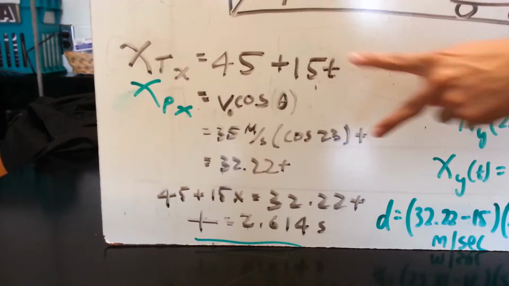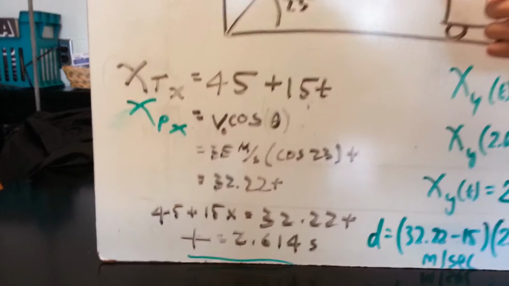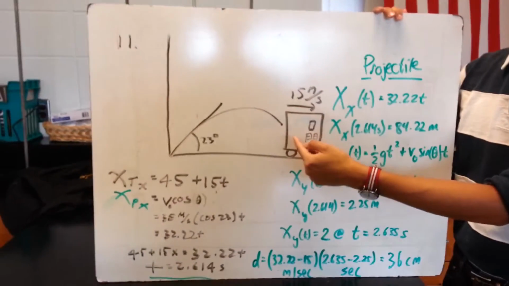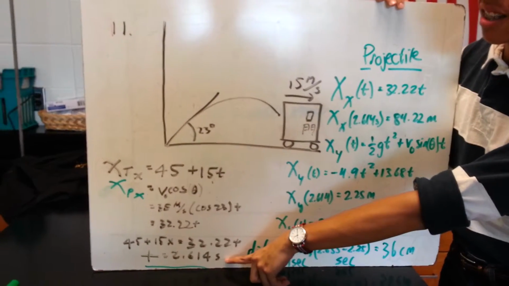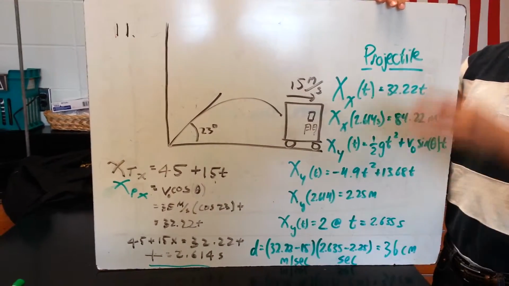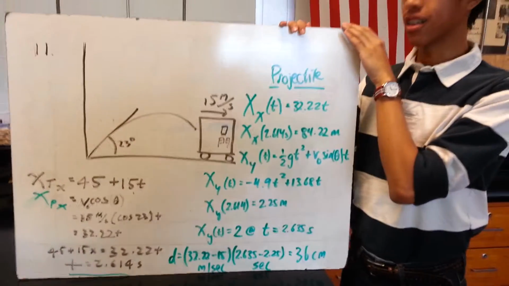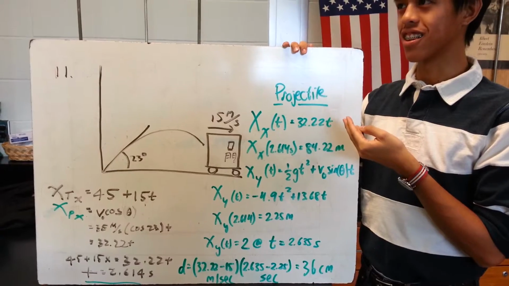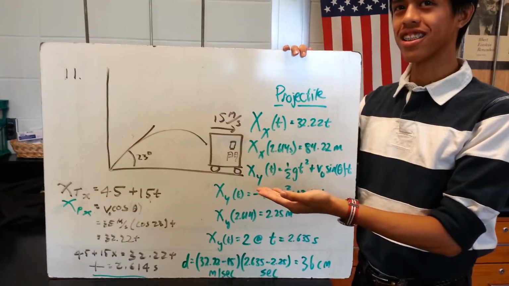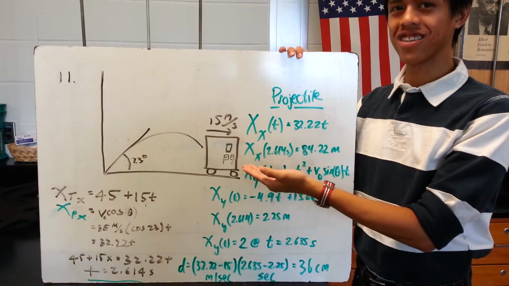Now setting these two equal to each other shows us when the x position of the projectile is equal to the x position of the truck. Setting them equal, we attain a time of 2.614 seconds, which is the answer to the first part. The second part asks what will happen if the truck is only 2.0 meters tall. The first part examines an infinitely tall truck.